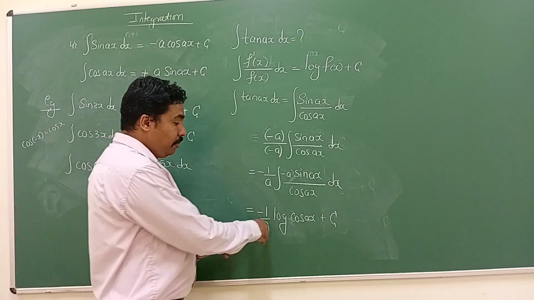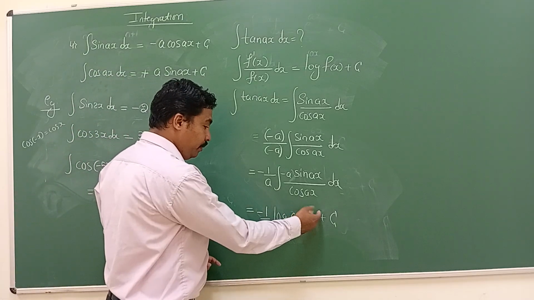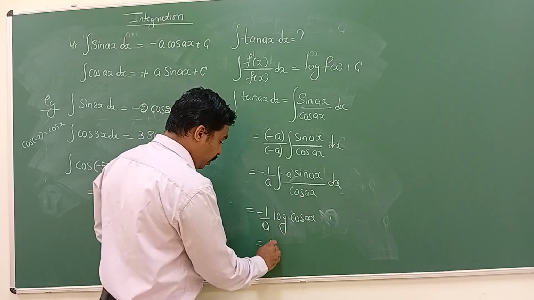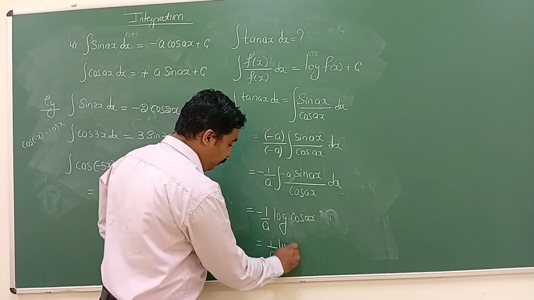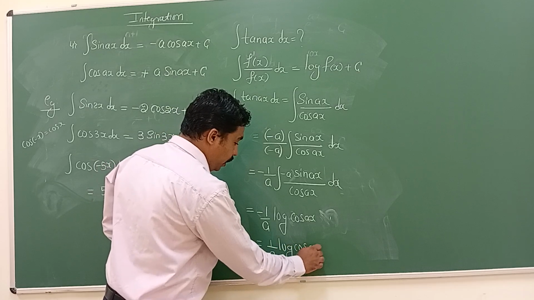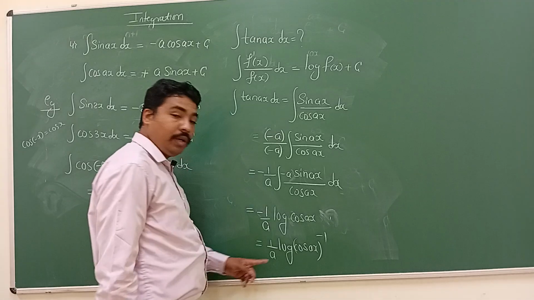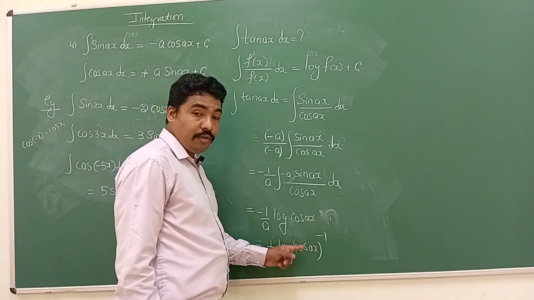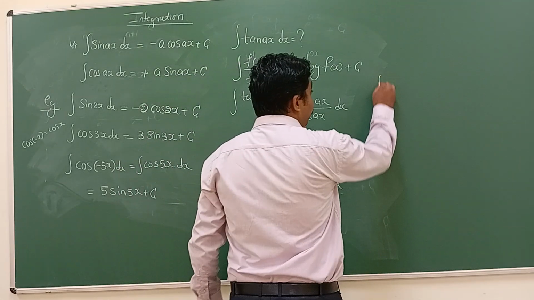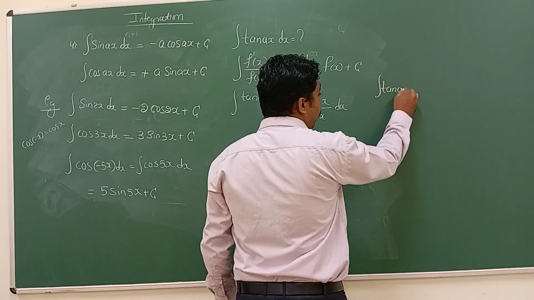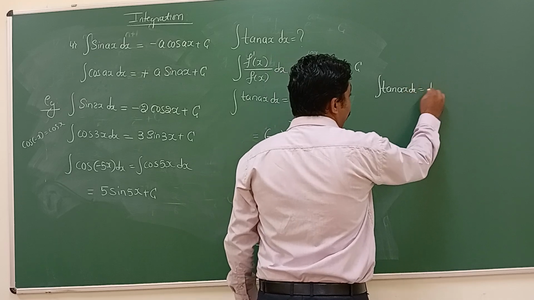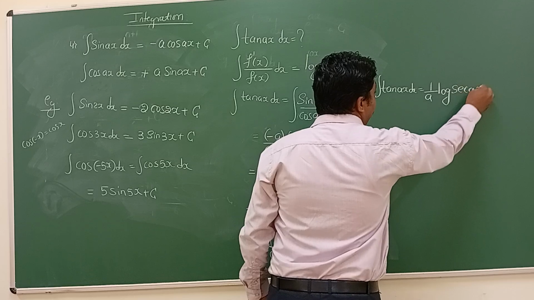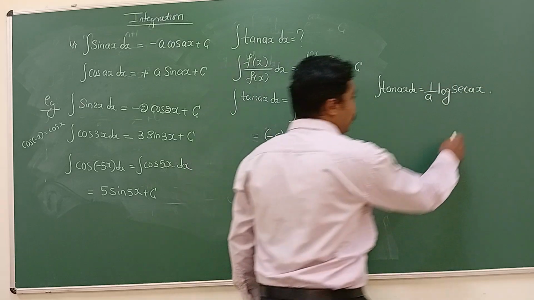Now using the log m over n rule, I will write c at the end. If it comes here, so what happens? 1 by a log of cos ax whole to the power minus 1. So it becomes 1 by cos ax, it is secant ax. 1 by cos means secant ax. Therefore, integration of tan ax dx value is what? 1 by a log of secant ax plus c.